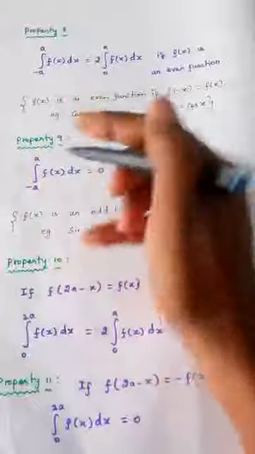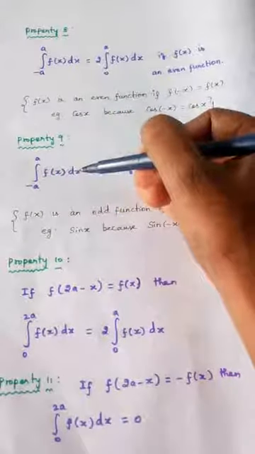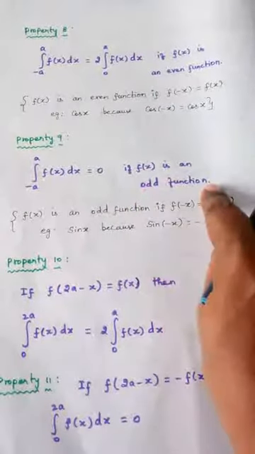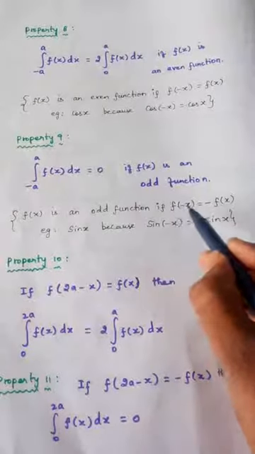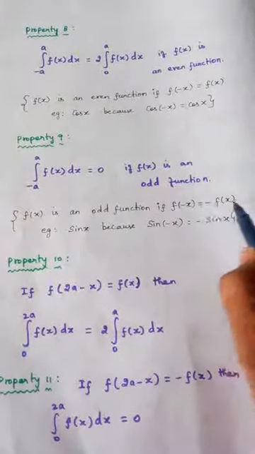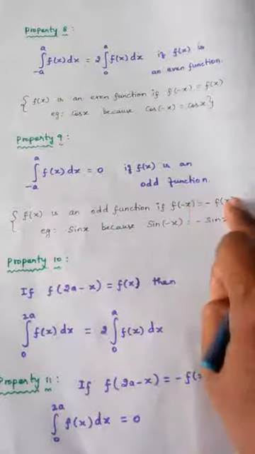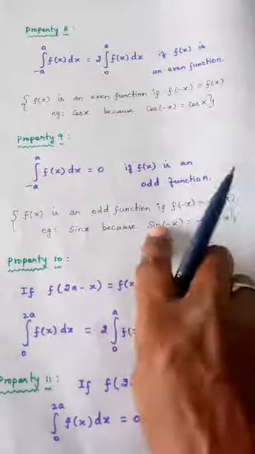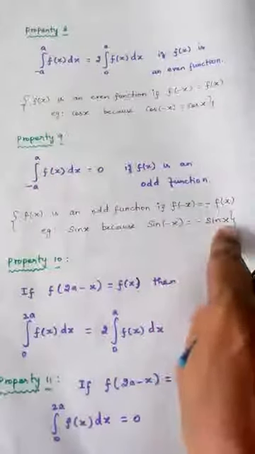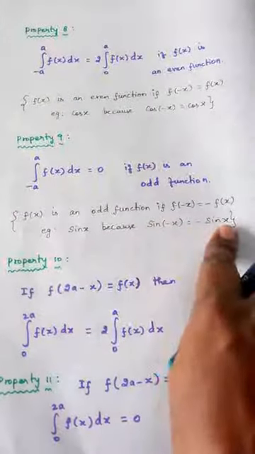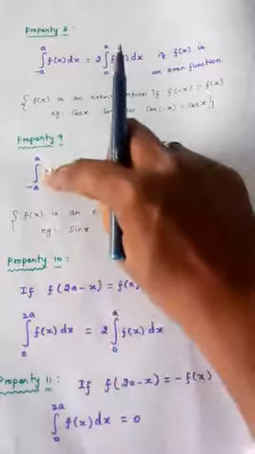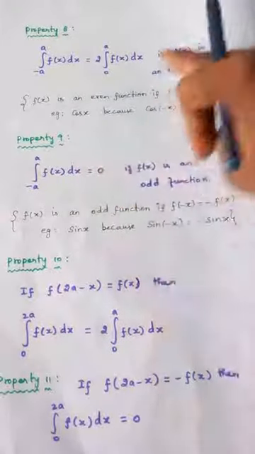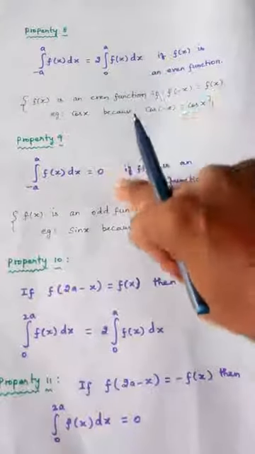Similarly, property 9, the same thing, integral from minus a to plus a of f of x dx. The answer can be directly written as 0 if f of x is an odd function. Odd function means, if f of minus x equals minus f of x, the function is said to be an odd function. Example is sin x, because sin of minus x is minus sin x. So, f of minus x is minus f of x. So, this is called odd function. So, when an odd function is present here with the limit minus a to plus a, directly we can write the answer is 0. So, this is for even function, this is for odd function.